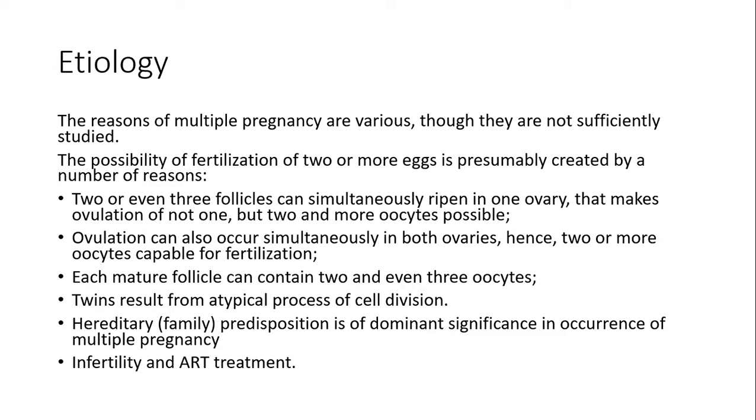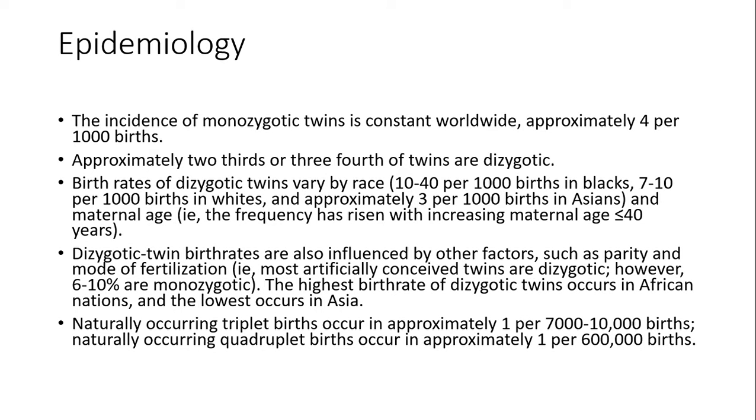Also, twins may result from an atypical process of cell division. Some investigators found hereditary or family predisposition for this condition, and now infertility and ART treatment are in charge of multiple gestation in many cases. We'll speak later about zygosity and chorionicity.